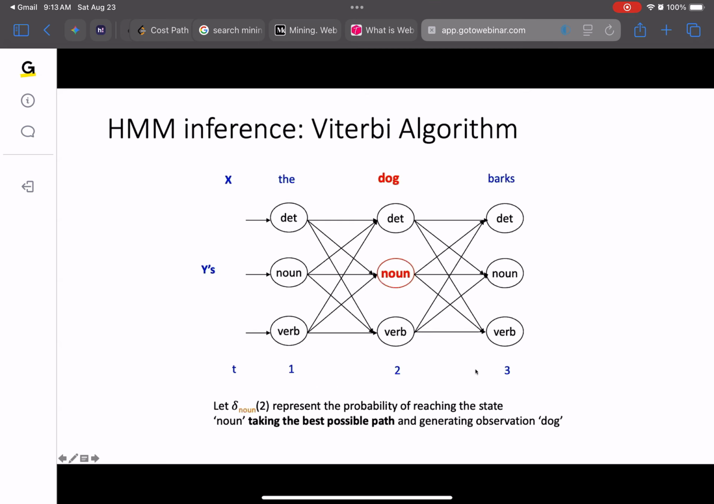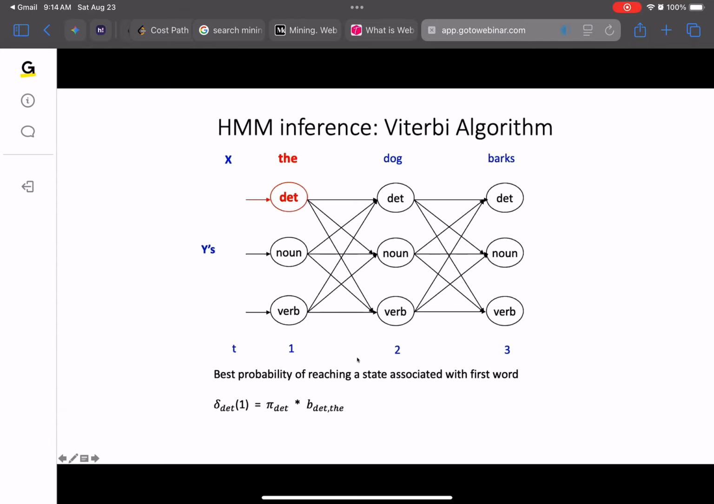Let's try to understand this with an example. Let's try to decode the hidden states for the example we considered, the dog barks. Let's say we want to compute delta 2 at the second sequence instance, for the word dog. Delta noun of 2 represents the probability of reaching the state noun and emitting the symbol dog. And we need to find the best possible path out of these 3 to reach this particular state.